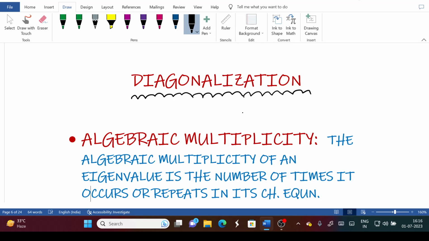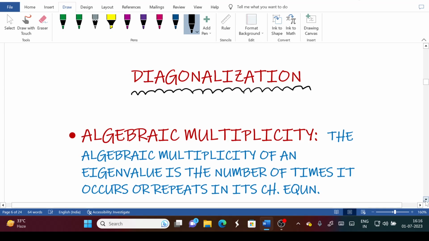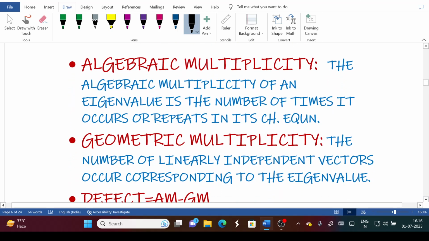Today we are going to discuss one of the important aspects of the eigenvalues and eigenvectors chapter, that is chapter 5. The topic is diagonalization. Before going to diagonalization, we should know what type of matrices can be diagonalized. To know that, we must know what we mean by algebraic multiplicity.